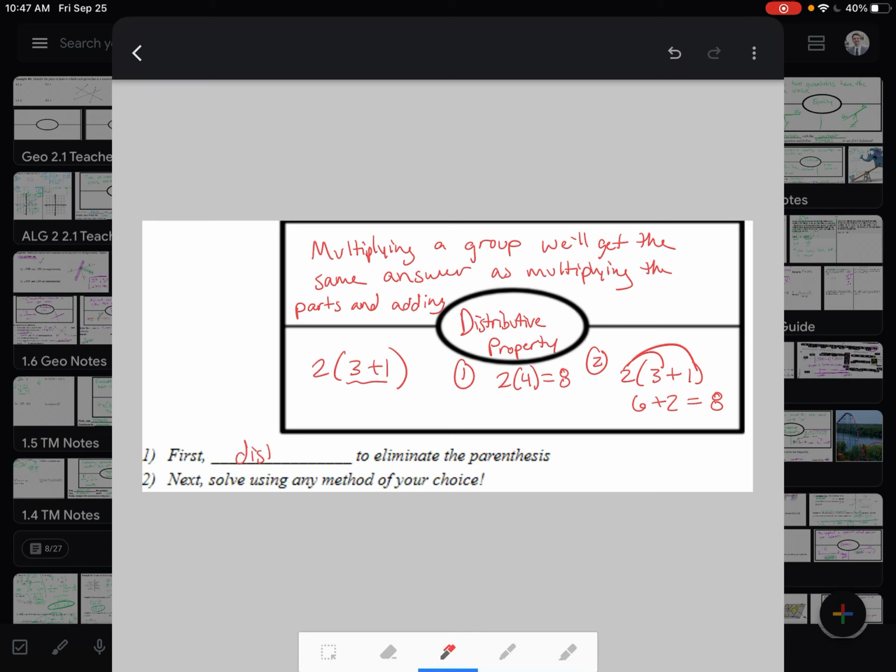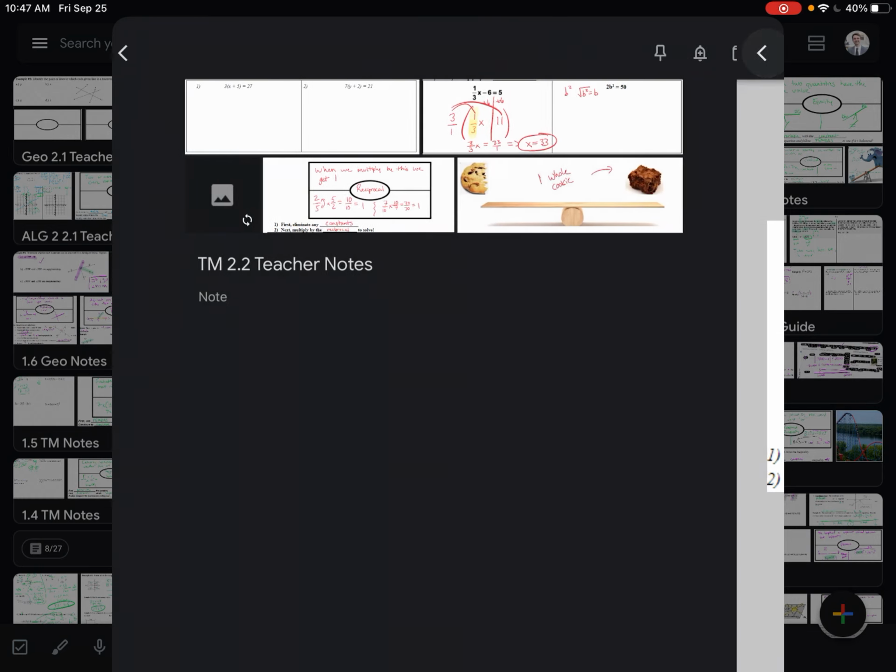So that's an example of the 2 ways that we can treat the distributive property. When we see this with variables, though, we first want to distribute to eliminate any parentheses and then solve using any method of our choice after. So parentheses do pose a challenge when we have variables, so our goal here is to be able to go through to eliminate those parentheses and then to solve.